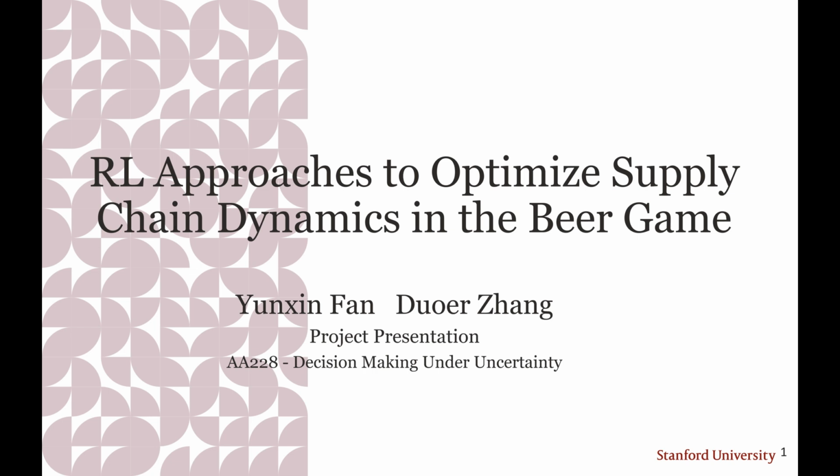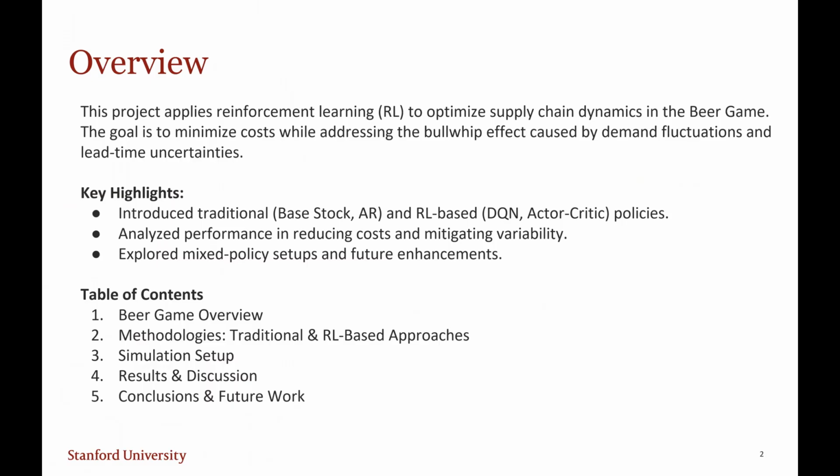Hi, today we will present our project on applying reinforcement learning to optimize supply chain dynamics in the beer game. Let's get started. In this project, we explore how reinforcement learning can be applied to the beer game. The objective is to minimize costs and mitigate the bullwhip effect, which arise from demand fluctuations and lead time uncertainty. Key highlights include introducing traditional and RL-based policies, analyzing their performance, and exploring mixed policy setup for future improvements.